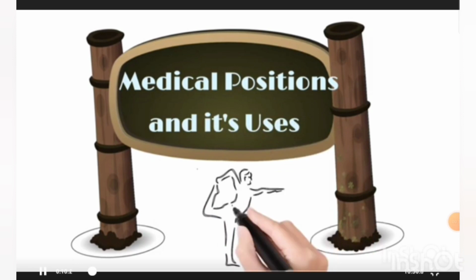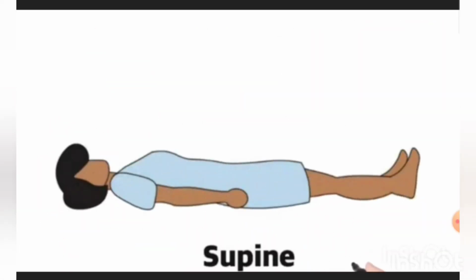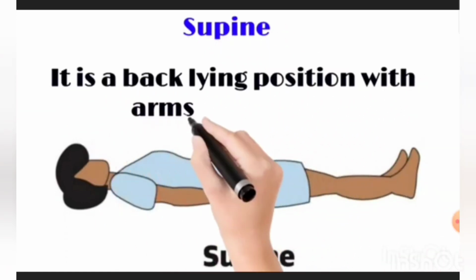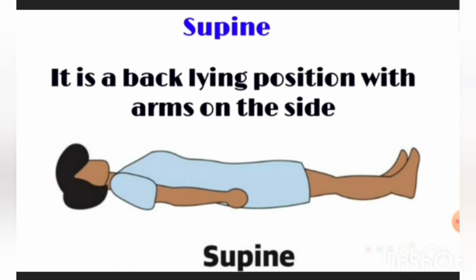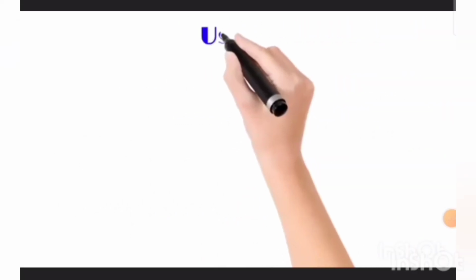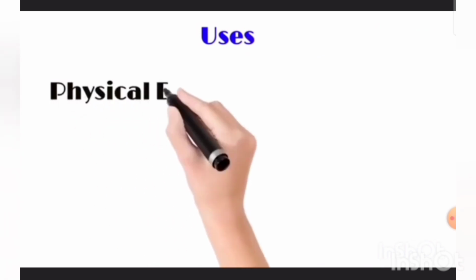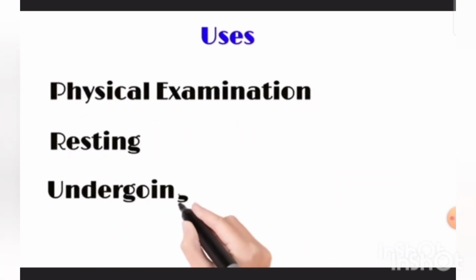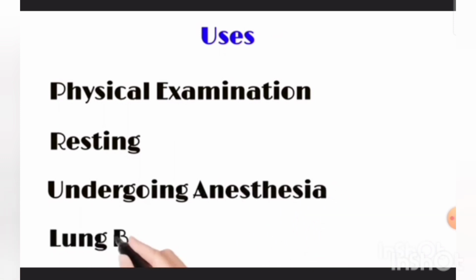In this video, inshallah, we will talk about medical positions and their uses. Let's start with the supine position. Supine position means a back-lying position with arms at the sides. The uses are physical examination, resting, undergoing anesthesia, and lung biopsy.